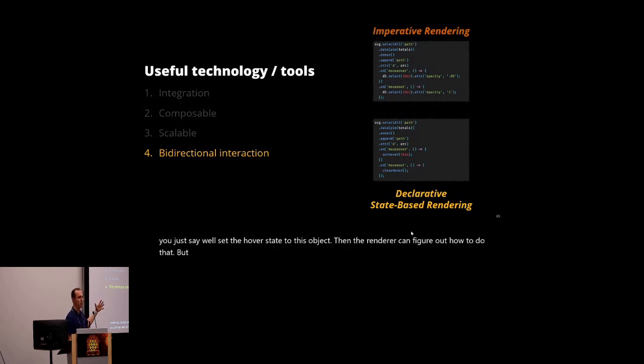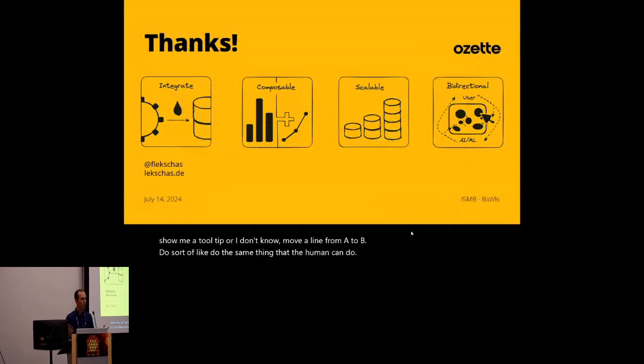But also an external party can come in and say, change the hover state to that, or show me a tooltip, or move a line from A to B. Do the same thing that the human can do. And that's it. Those are the four principles. I hope they were somewhat useful. Thank you for your attention, and I'm happy to take any questions.